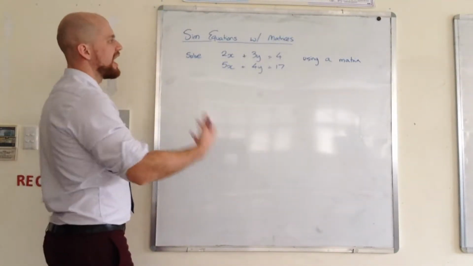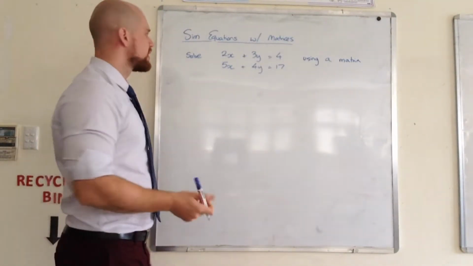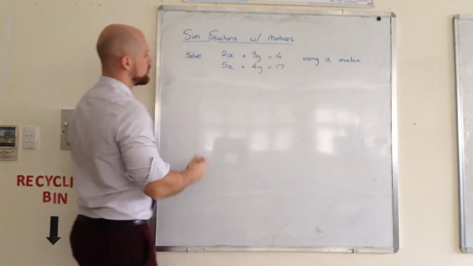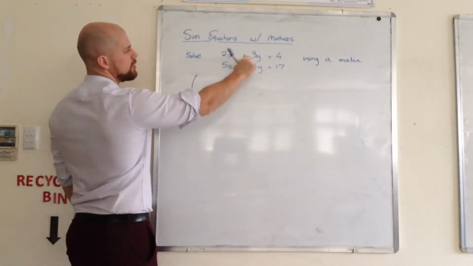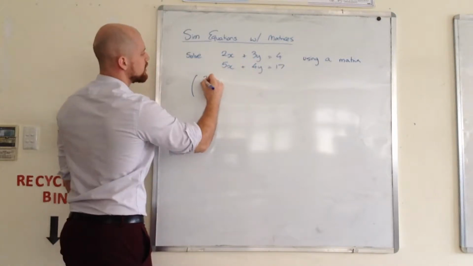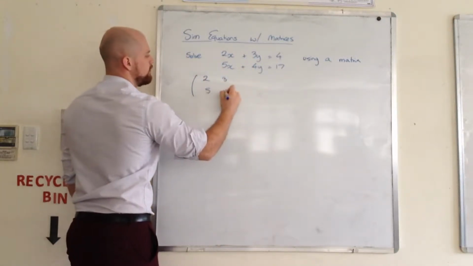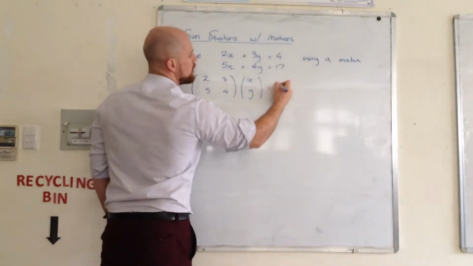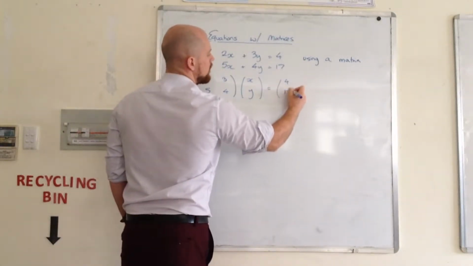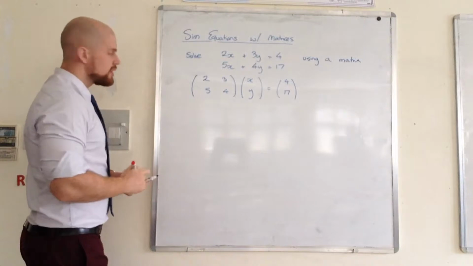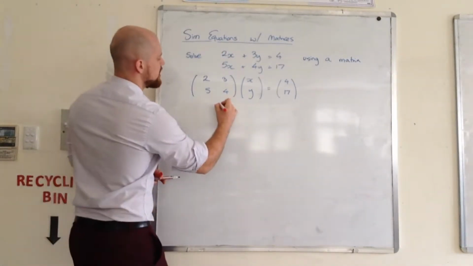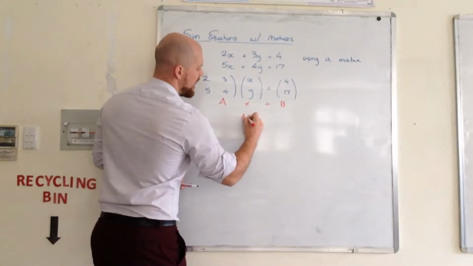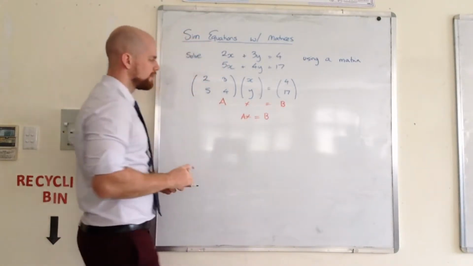Okay, and in part A you will have had to have found a matrix. Now, what I can do is I can rewrite this in matrix form. The matrix is 2, 3, 5, 4. You look at the coefficients, and if you multiply that with x, y, you get 4, 17. So what I'm going to do is I'm going to rewrite this as just Ax equals B. Yeah, so I have Ax equals B.